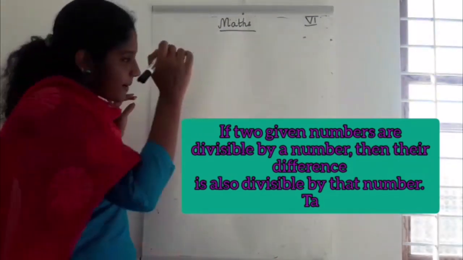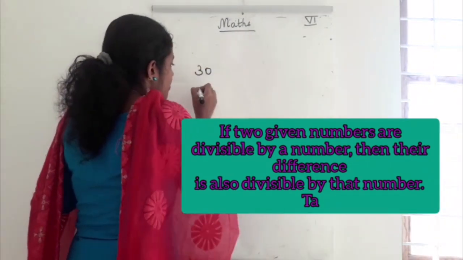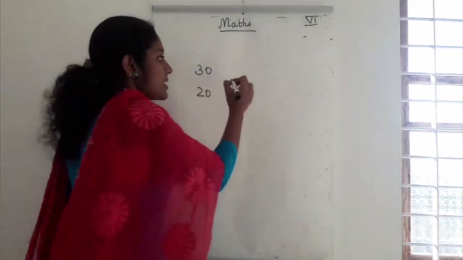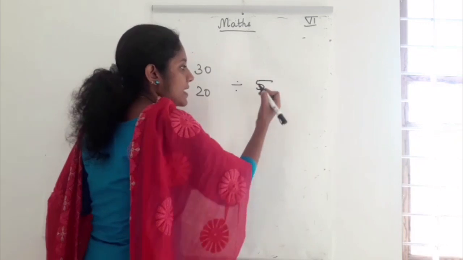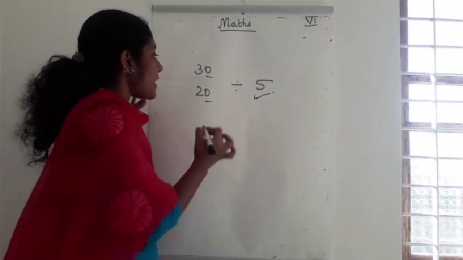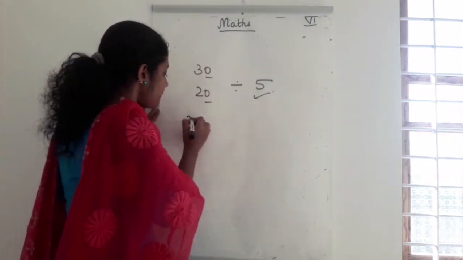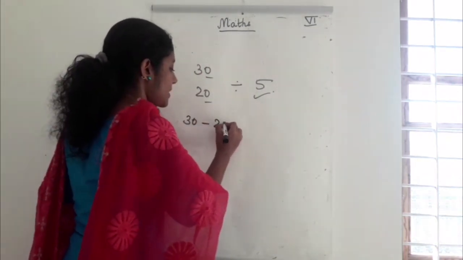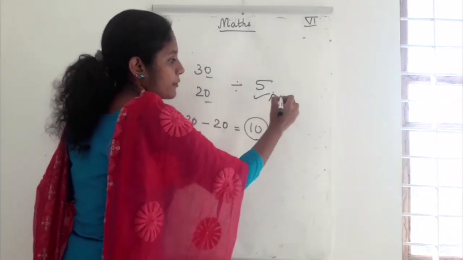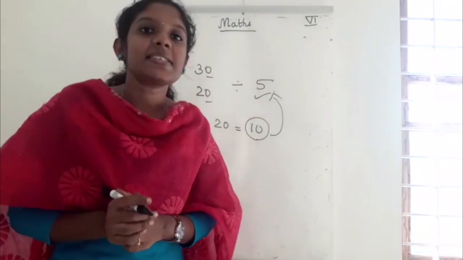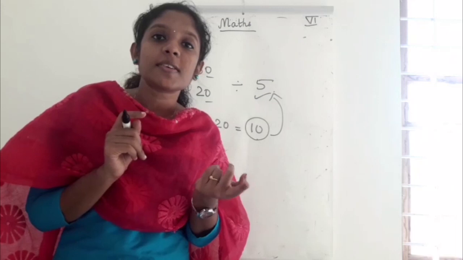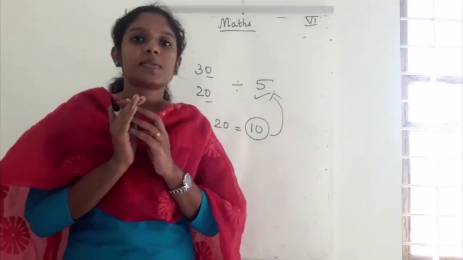So we'll take an example, that is 30 and 20. We are looking at whether 30 and 20 are divisible by 5. Yes, you know that both are divisible by 5. And according to this divisibility test, their difference is also divisible. 30 minus 20 is 10, and 10 is also divisible by 5. So this divisibility test says that if two numbers are divisible by a number, then their difference is also divisible and their sum is also divisible by that number.